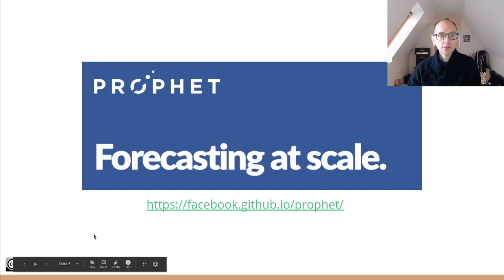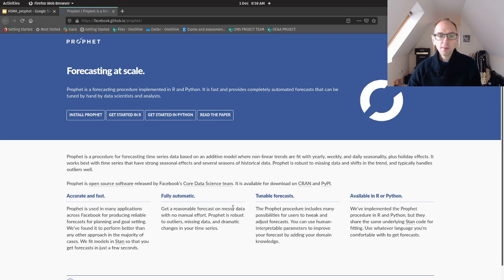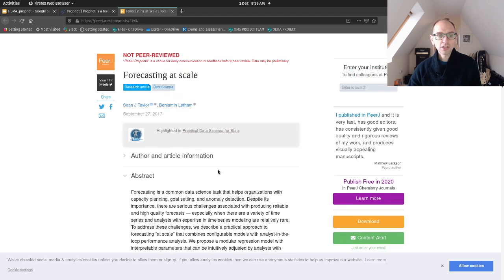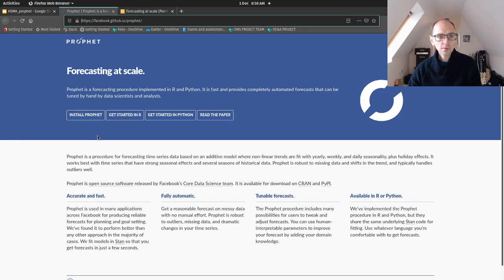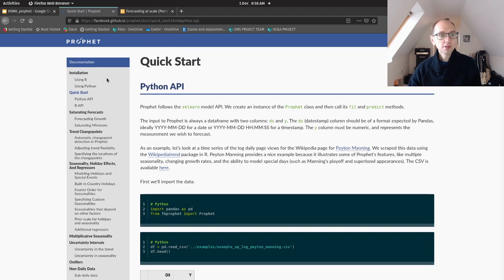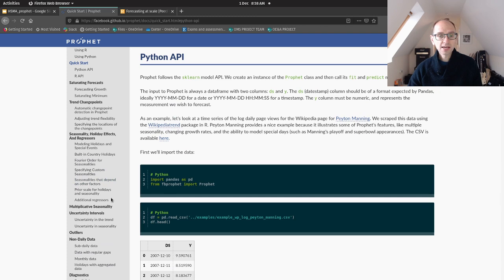So there is a Facebook page, facebook.github.io/prophet, which you can link to, and that has all the information about Prophet, including the paper, Forecasting at Scale, which you can take a look at, which goes into some more of the theory, has information about how to install it. We're going to look at how to use Prophet in Python today, but it's also available in R. So within each of those sections, there's detailed documentation for the package.